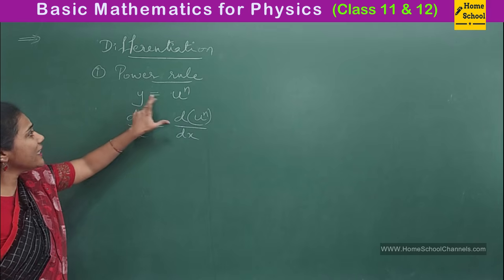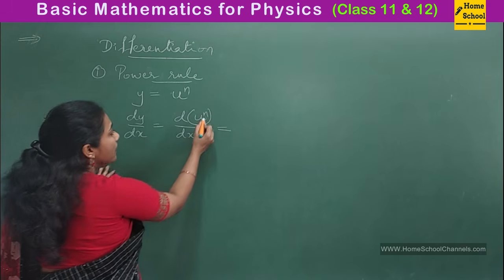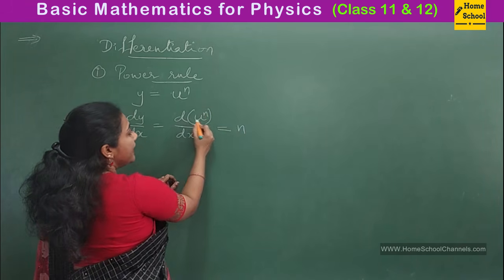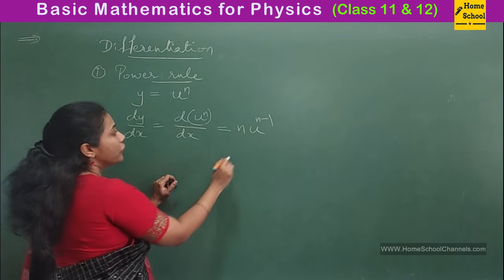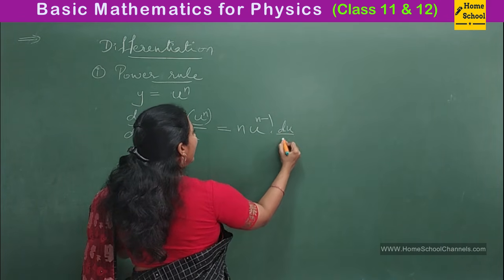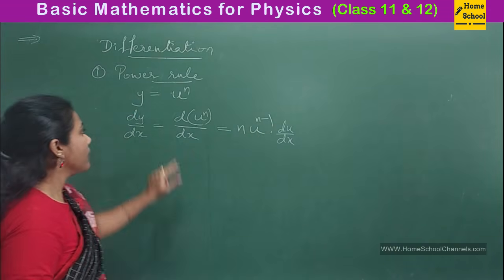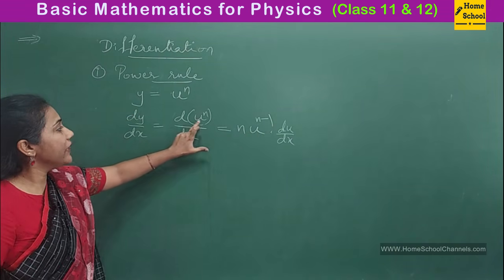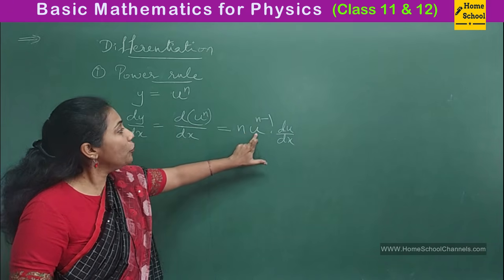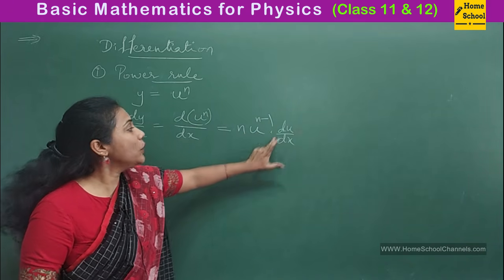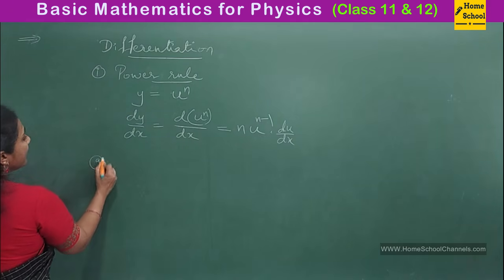So what is y here? Something to the power n. When you have this, the formula is: n comes outside, it becomes u to the power n minus 1, into du by dx. This is the formula we will use. Whenever you have to differentiate something to the power n, write n, then u to the power n minus 1, into du by dx. Fine.